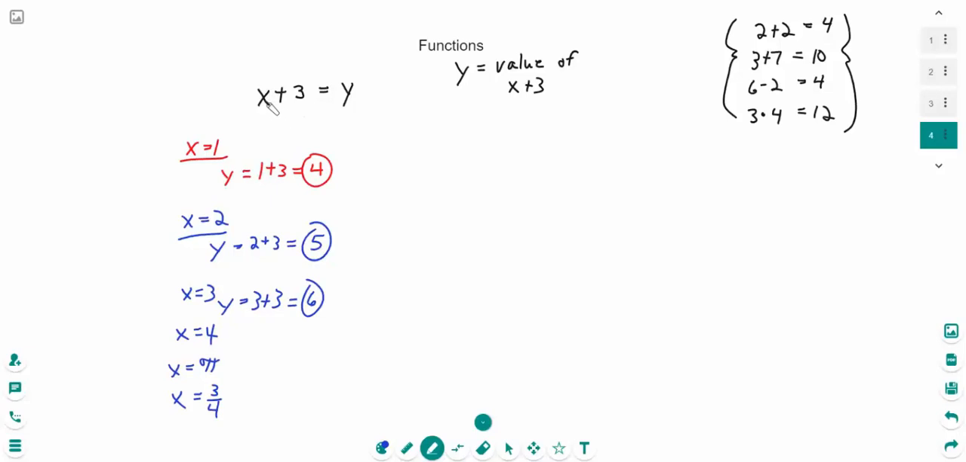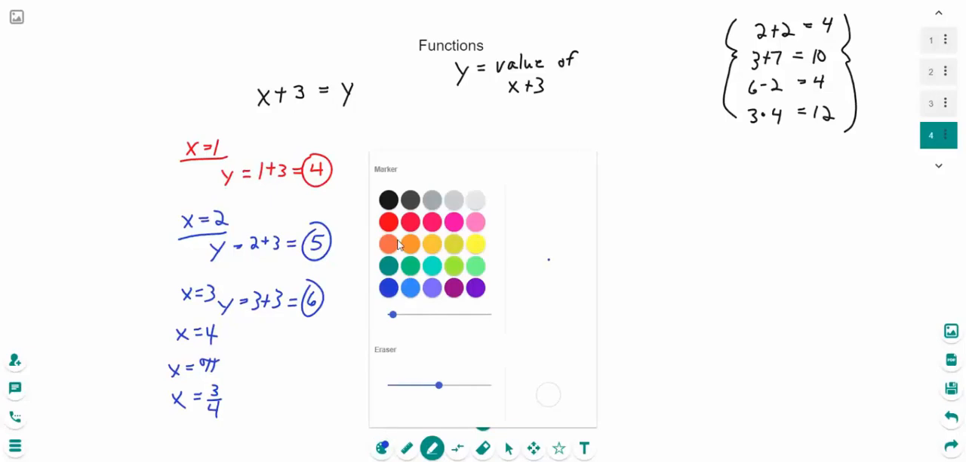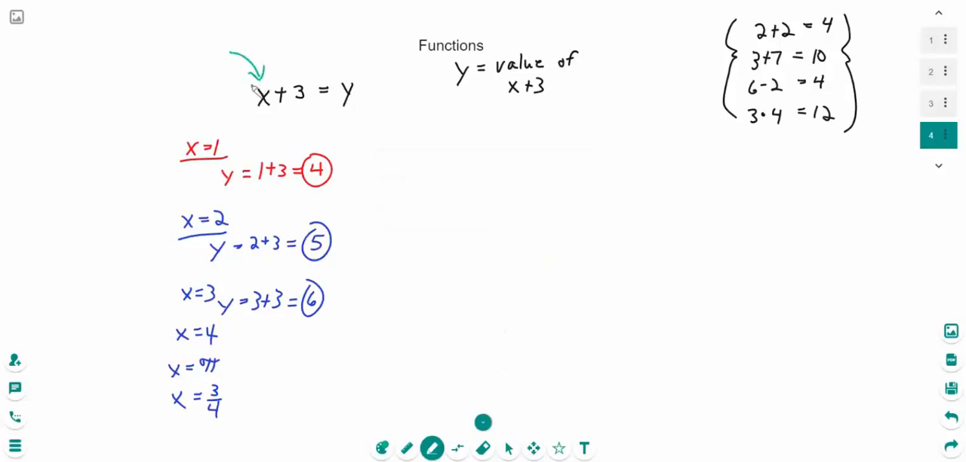But let's talk a little bit about this equation that we have here. Because actually, it seems pretty simple the way we wrote it out, but this is extremely important. We give this whole equation a special name. We actually call this equation a function. All right? So this equation that we made right here, this wonderful equation, is a function.